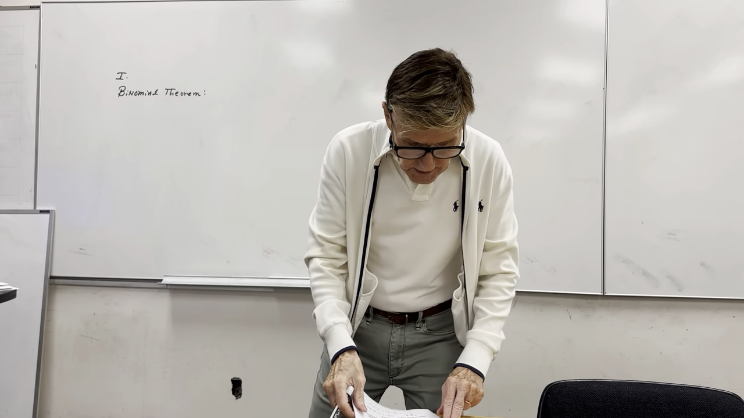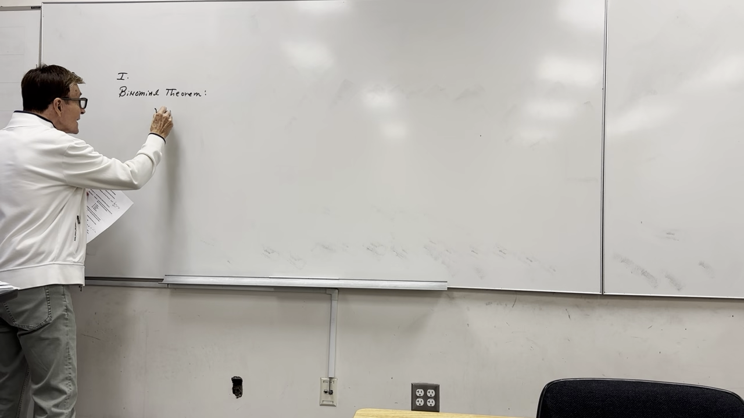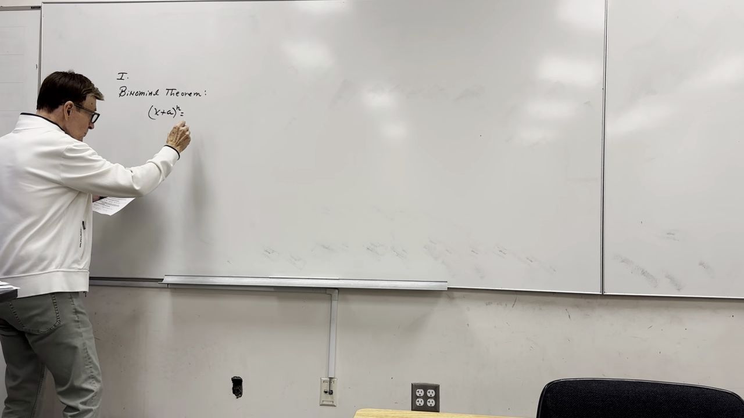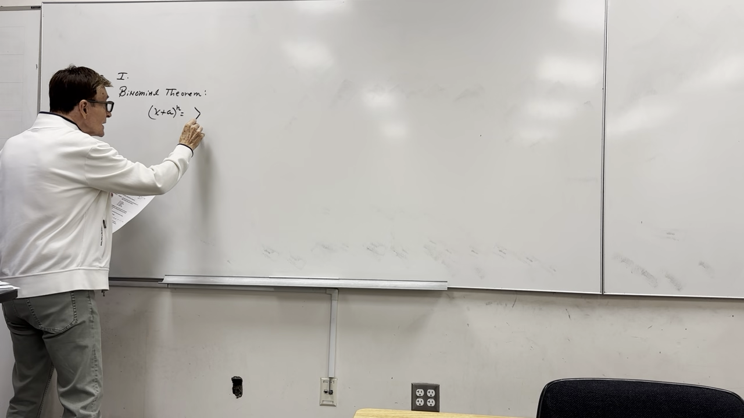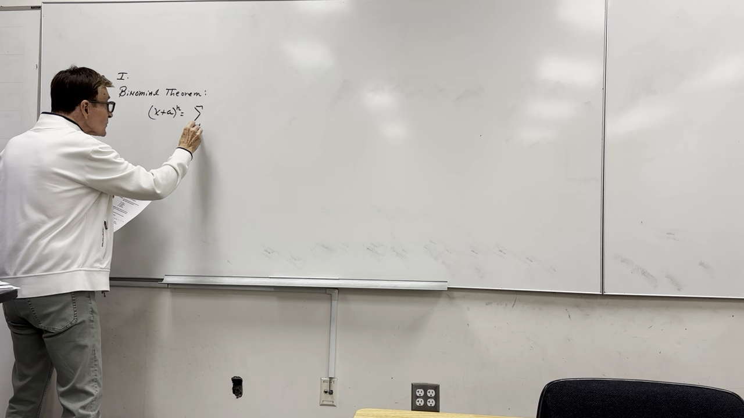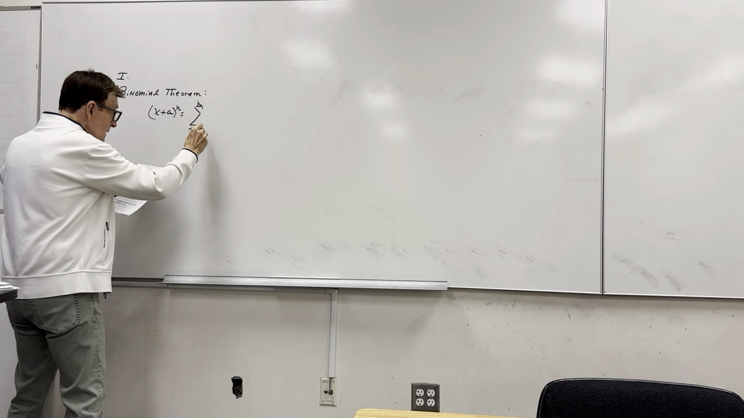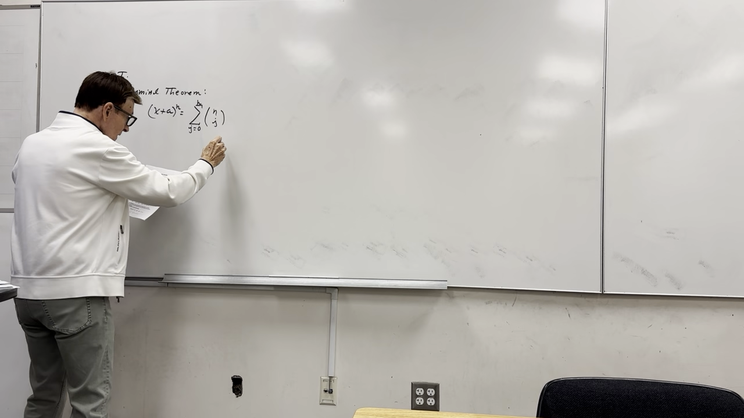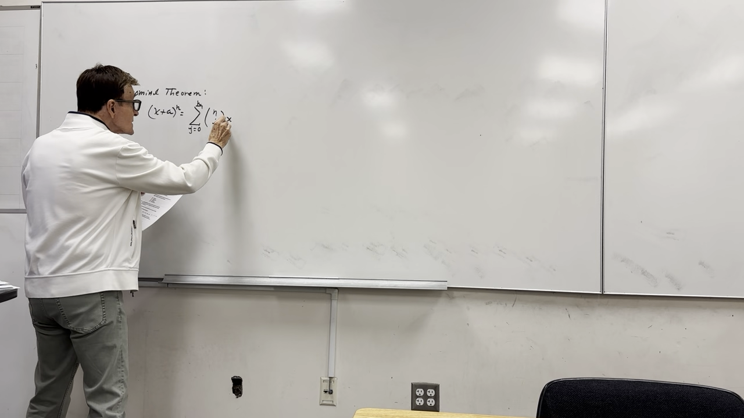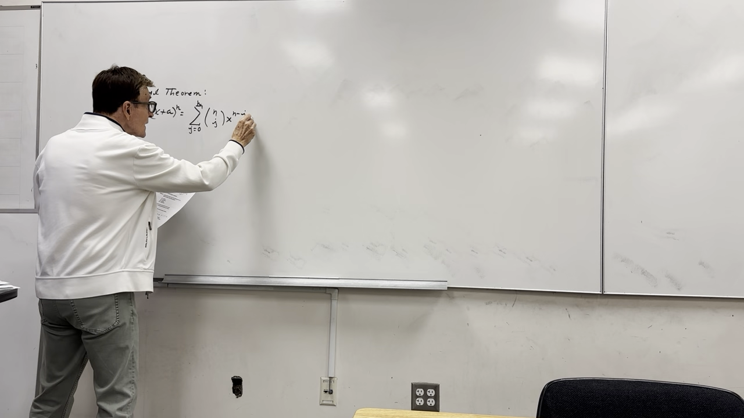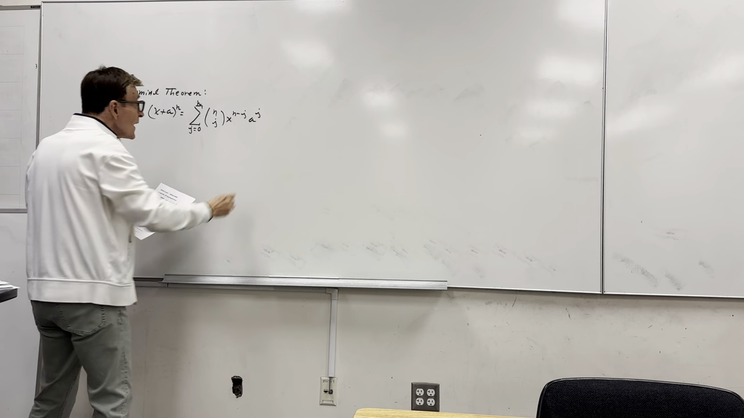Your textbook writes the binomial theorem out as this. x plus a raised to the n can be expressed as a summation where they want you to start out with j equal to 0 up to n. n choose j, x raised to the n minus j, a raised to the j.